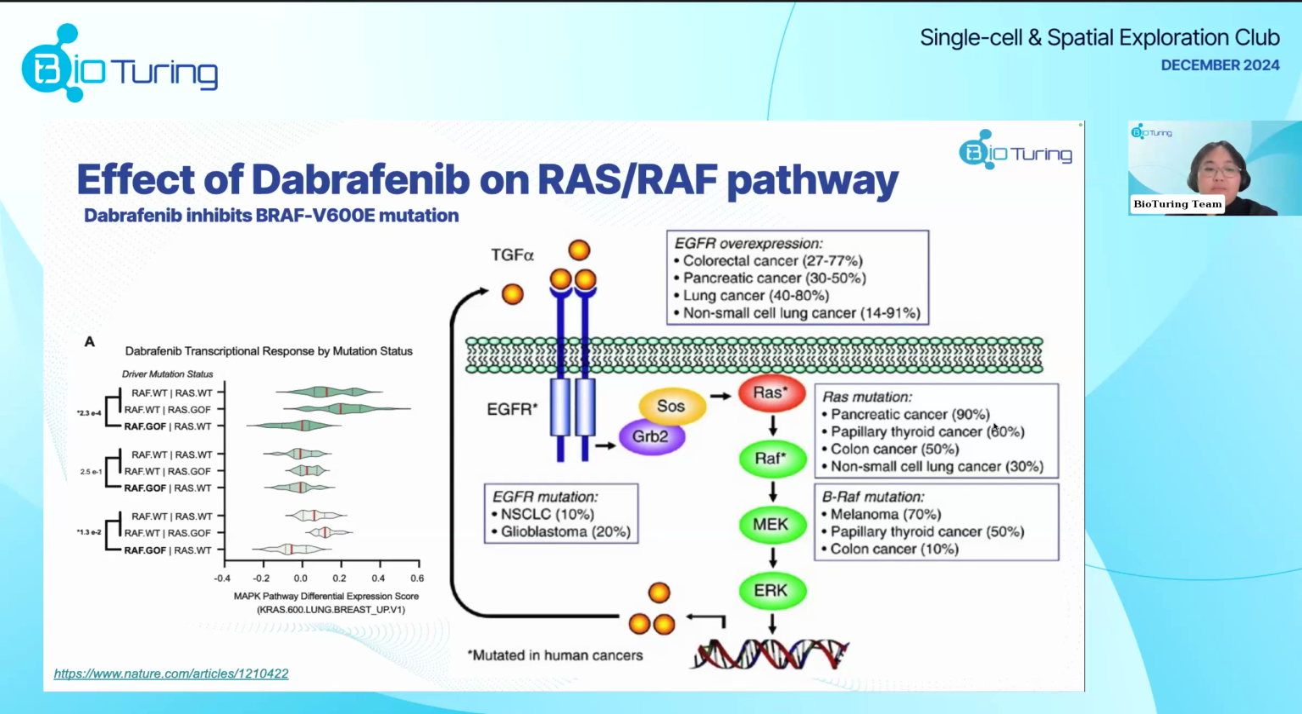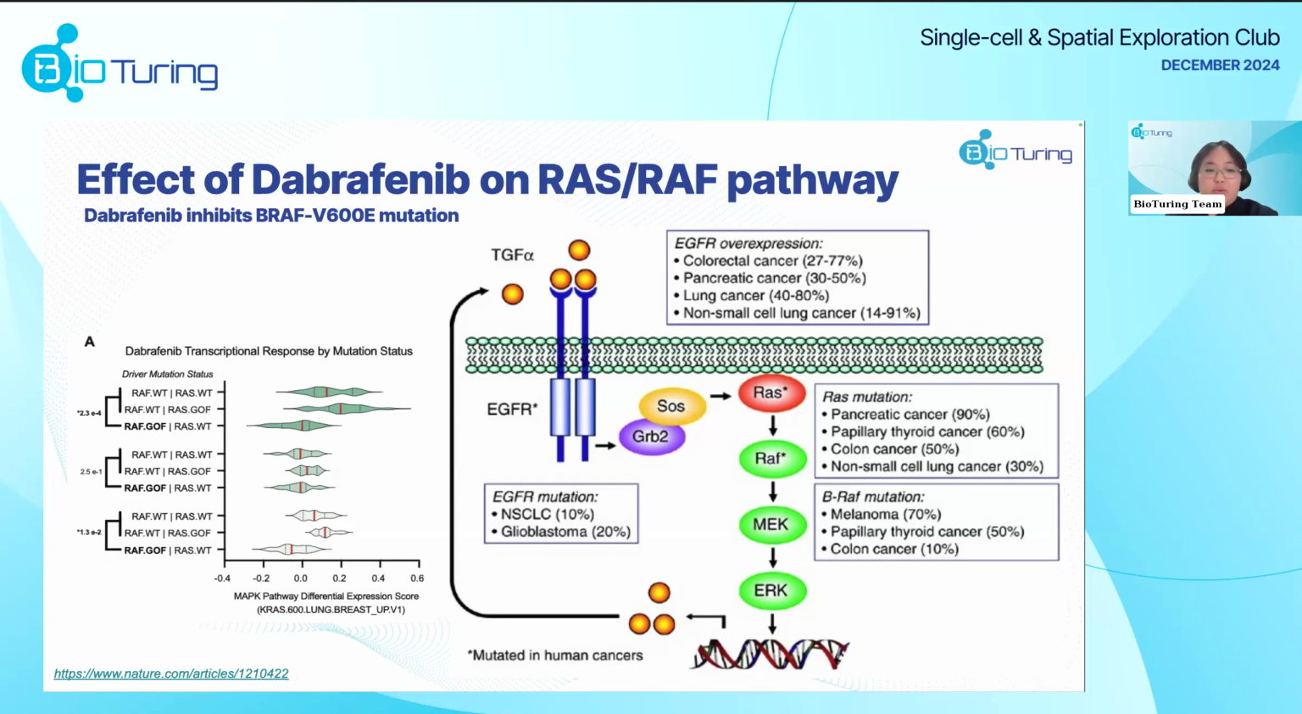As you can see, the pathway starts with a growth factor activating a receptor, like the EGFR here. Once it receives the signal, it leads to a series of protein interactions involving the RAS, the RAF, the MEK, and the ERK protein, ultimately affecting the gene expression.